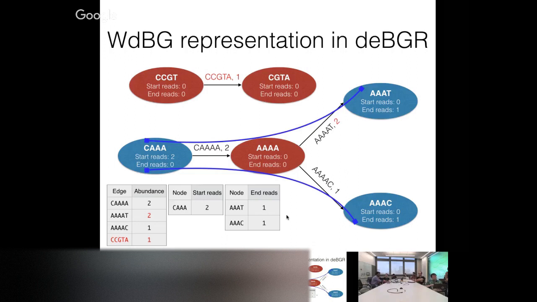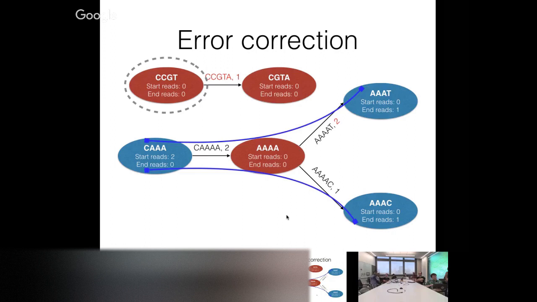So let's try to fix the errors in this graph. Let's first pick that node on the far left. You can see the invariant doesn't hold here because the incoming abundance is 0 and the outgoing abundance is 1, so it doesn't hold. Even if we use extra information, that is the number of times it appears at the start or the end of reads, it's still 0.